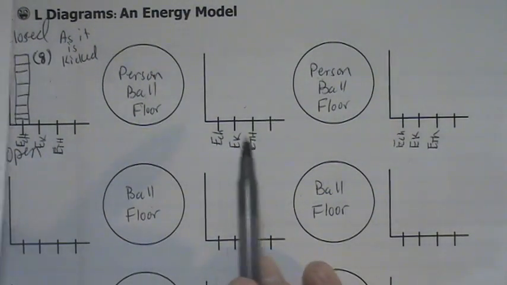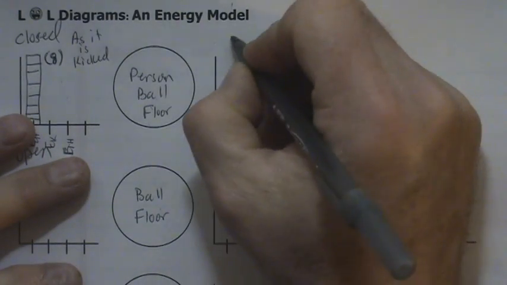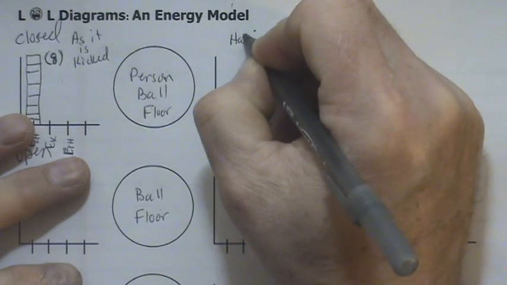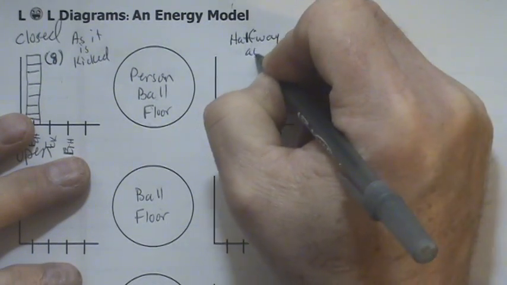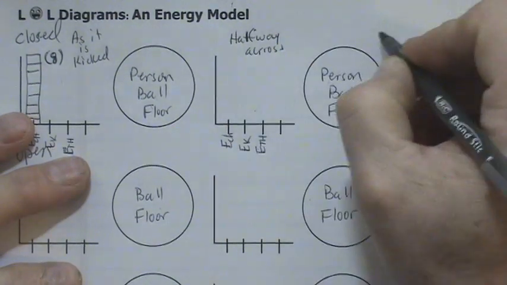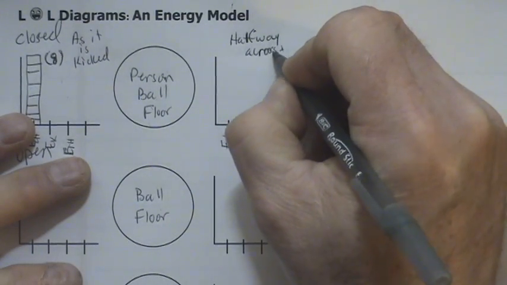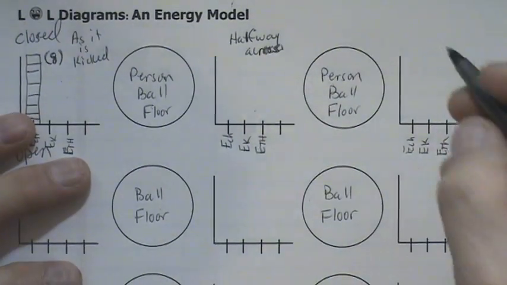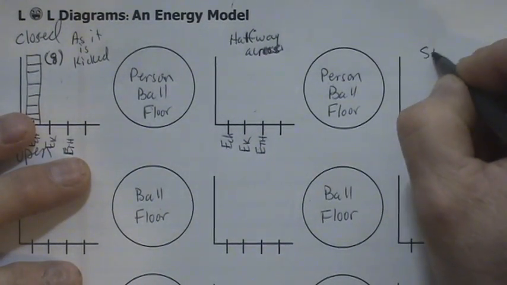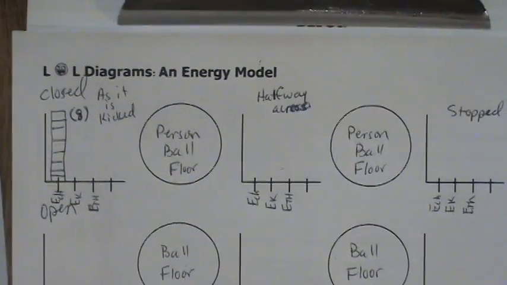I've only got 3 here instead of the 5, so we'll do halfway across. And then we'll do, well, I'm having a hard time writing today. They're supposed to say the word across. Trust me, it says across. And we'll do stopped. All right.